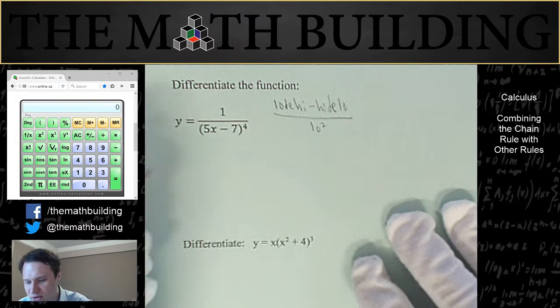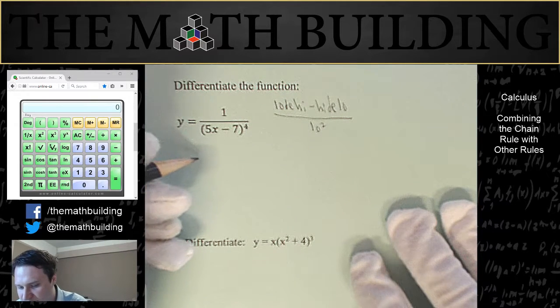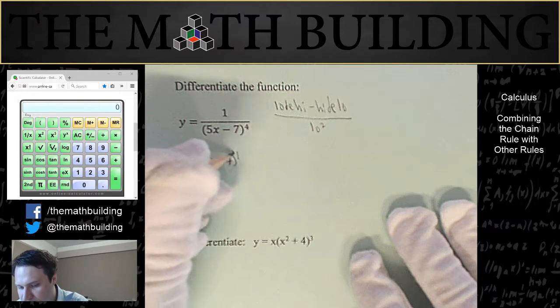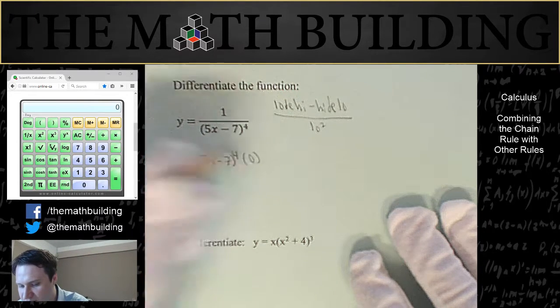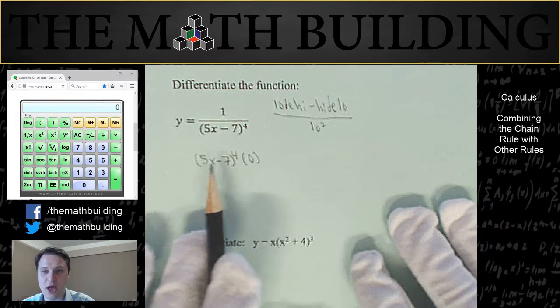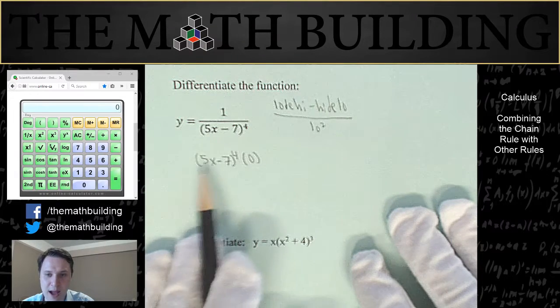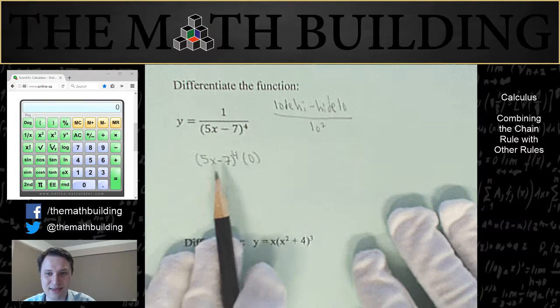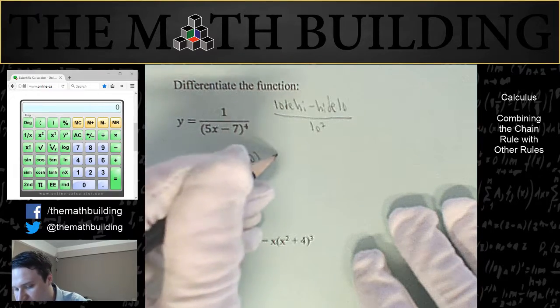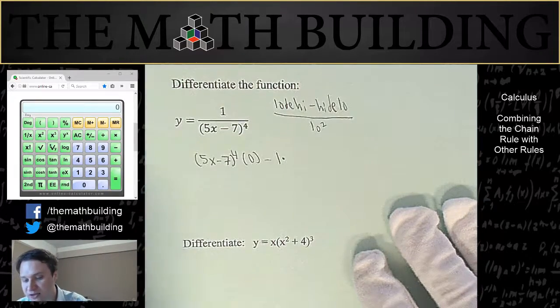So we do the low times the derivative of the high, which is 0. Notice I did not need to do the chain rule here, because all I had to do was copy paste the low. I didn't take its derivative, so I didn't need to do the chain rule here. Minus the high times the derivative of the low.